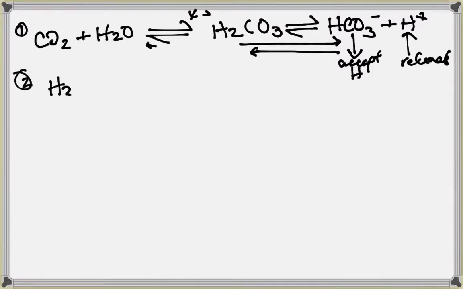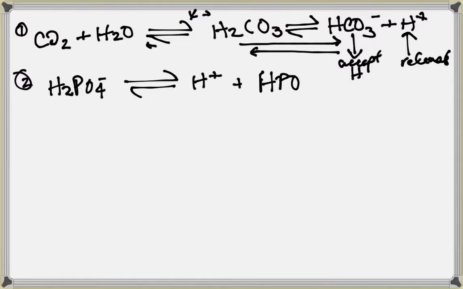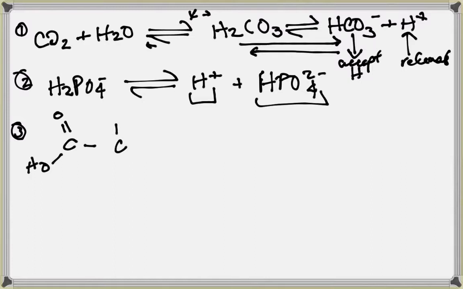The second one is this. You have this phosphate, right? And essentially how this works is that they can dissociate into here. So this accepts, this donates. So that's a phosphate. And how these guys look, this is what an amino acid looks like here.